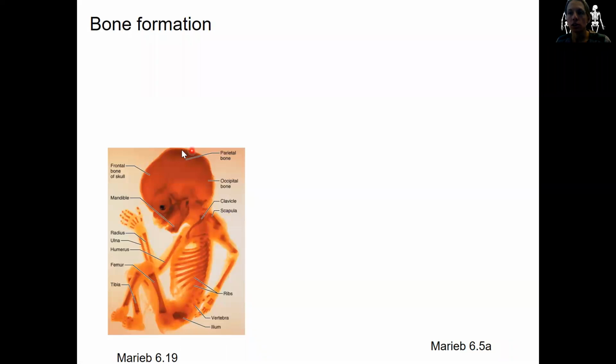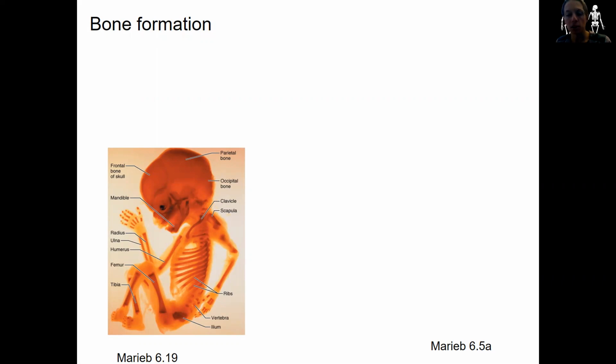In this image here, the dark patches in this skeleton are primary ossification centers, locations where bone tissue is forming. So what is the rest of the skeleton at this point? It's cartilage. A lot of the skeleton in an early developing baby is cartilage, which then turns into bone throughout development. That is one way that bone is formed.